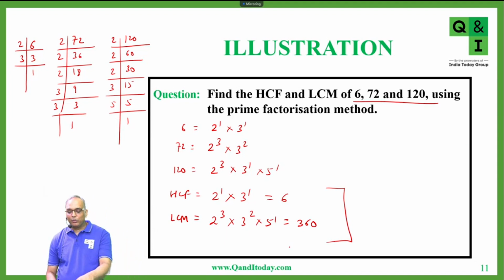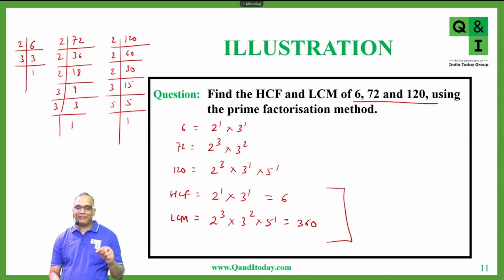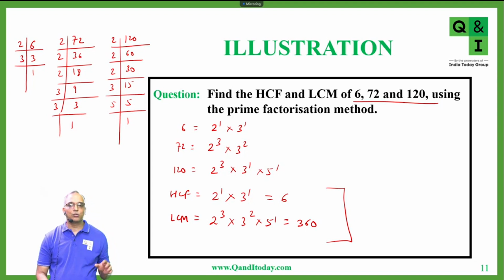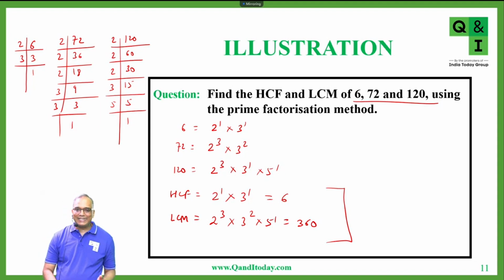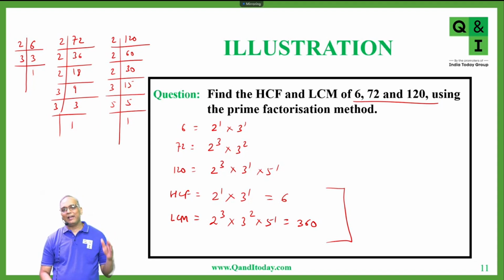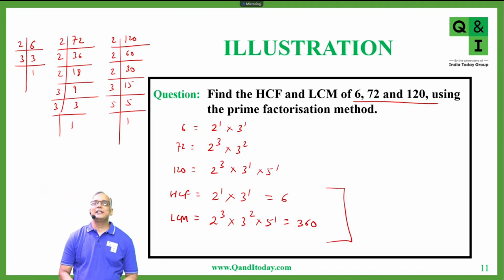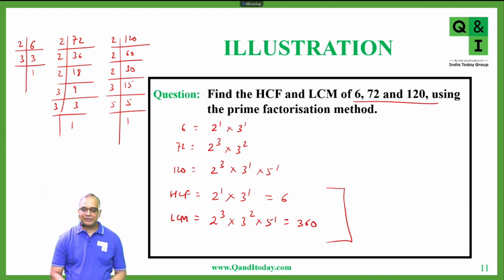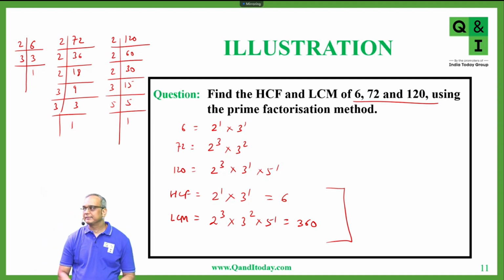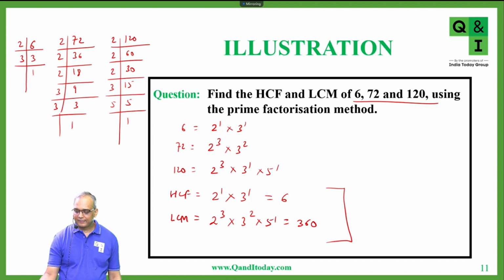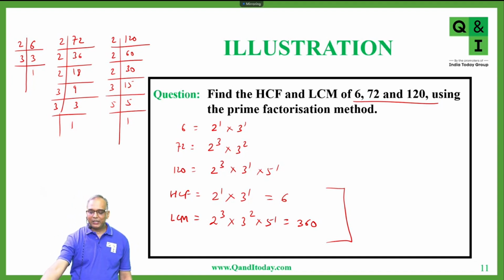Now, if you are going to check the product HCF into LCM and check the product of 672 and 120, these are not going to be same. So that's why we can safely say that the formula is valid only for 2 numbers. It is not valid for 3 numbers. Is it clear, students? Have you understood the concept? Okay, let's go ahead.